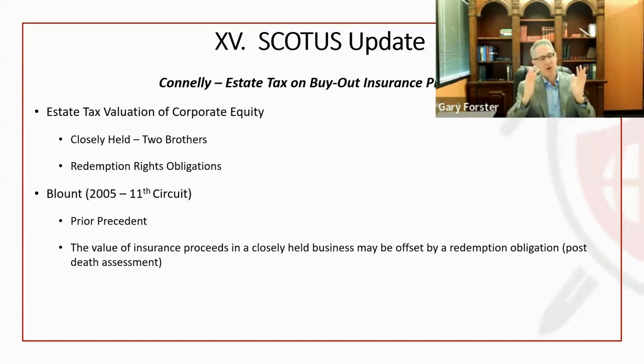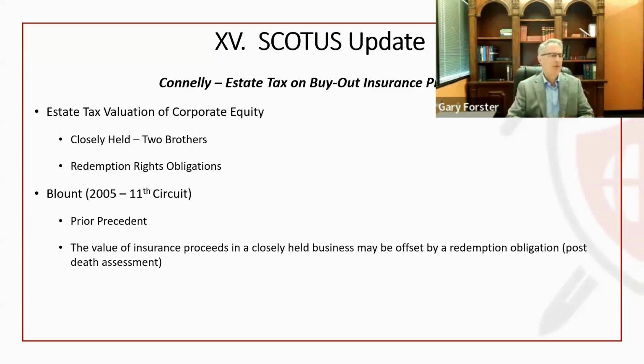Connolly case is an overturning of what was called Blount. And in the Blount case, they said, well, if someone dies and they own part of a small business, and upon their death, the company must take insurance proceeds and buy them out and redeem them. Well, when the deceased files their estate tax return, the value of those insurance proceeds in the company, which increase the value of the estate because the estate owned the stock, that value goes into the estate tax return.